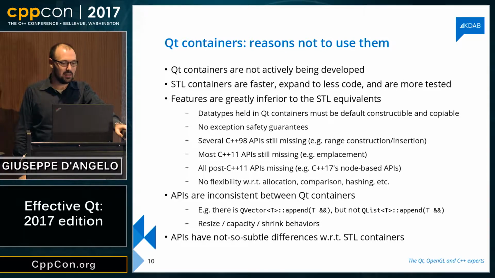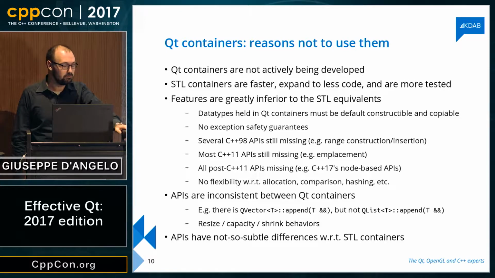Most of the C++11 APIs are still missing. For instance, there is no emplacement. And all the post-C++11 APIs are missing. For instance, all the node-based APIs, the ones that map and unordered map have got in the standard library. Yeah. In addition to that, of course, you don't have any flexibility when it comes to allocation, comparison, hashing. As I told you, all the various template arguments that you can use to instantiate a standard map, they're not there. You just instantiate a map with a key and a value type.